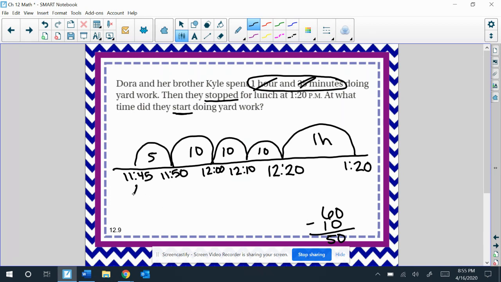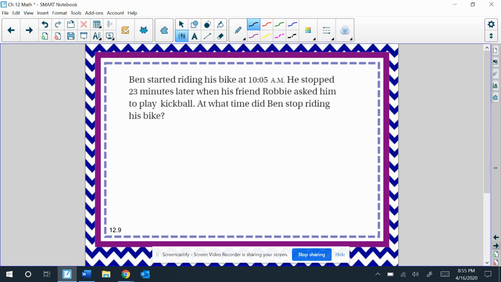They started right here, that's the start, at 11:45. So what I did here is, one, I found whether they started or stopped. Then I found how much time I was going to make my jumps. The next step was to make those jumps. And the very last thing I did was find the answer. So let's go ahead and do those steps with this problem.